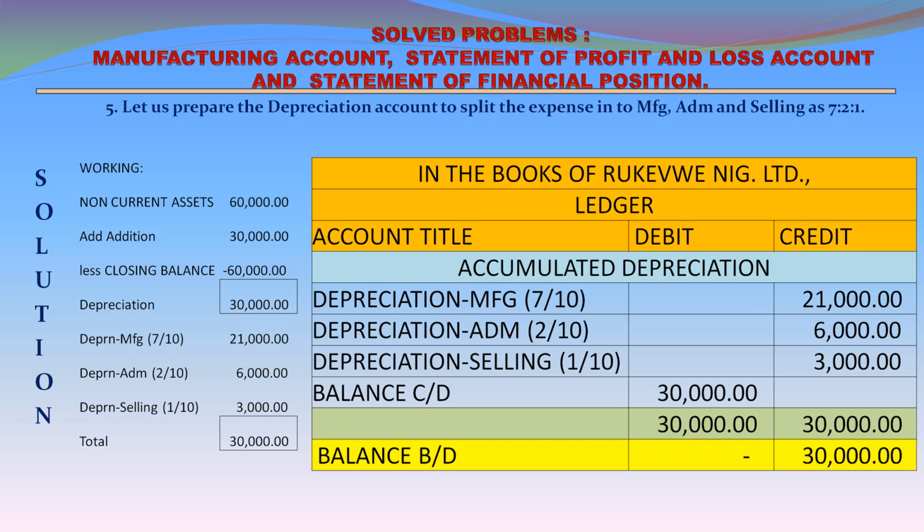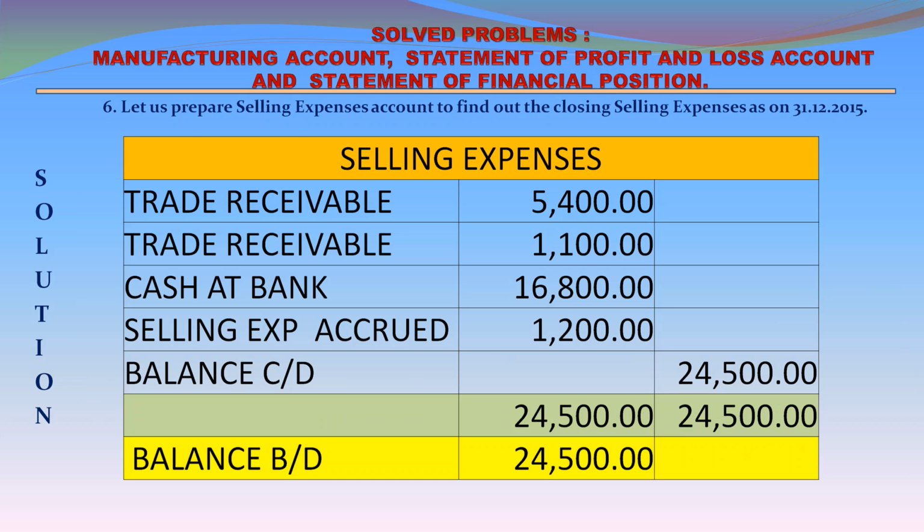In the ledger accumulated depreciation account, depreciation manufacturing 21,000 credit, depreciation admin 6,000 credit, depreciation selling 3,000 credit. Balance carry forward 30,000 accumulated depreciation credit balance. Selling expenses: trade receivable debit 5,400, trade receivable debit 1,100, cash at bank debit 16,800, selling expenses accrued 1,200, total balance carried forward 24,500 debit.